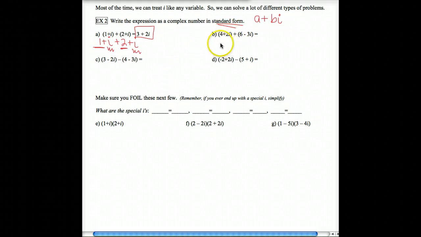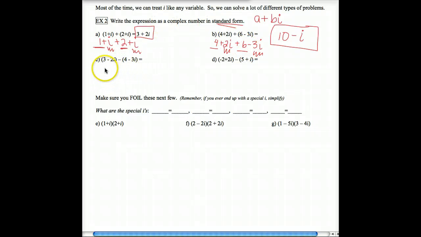All right, you try B, pause it real quick, do B, and then unpause to see if you have it right. So I'm going to rewrite. Since it's plus between, I don't need to change any signs. They keep the ones they had. Then I need to identify like terms. So my plain numbers, 4 plus 6 is 10. And my i terms, 2i minus 3i is -1i. Remember, you don't need the 1 in front. It's just 10 minus i.